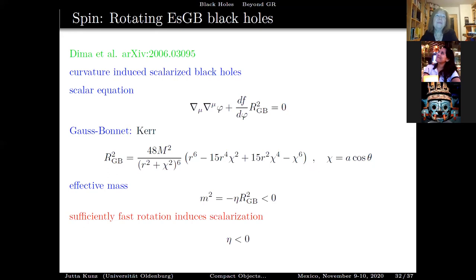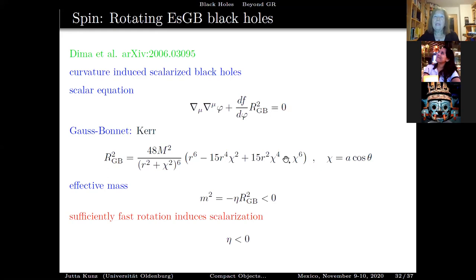The most recent interesting observations on this scalarization on these Gauss-Bonnet theories was made by Dima and collaborators. Namely, they were looking again at the Gauss-Bonnet term with these minus signs, plus signs, and minus signs. And we have seen, of course, we do keep the scalarization. However, for a large coupling, for large rotation, we have this quenching. The domain of existence was really shrinking.